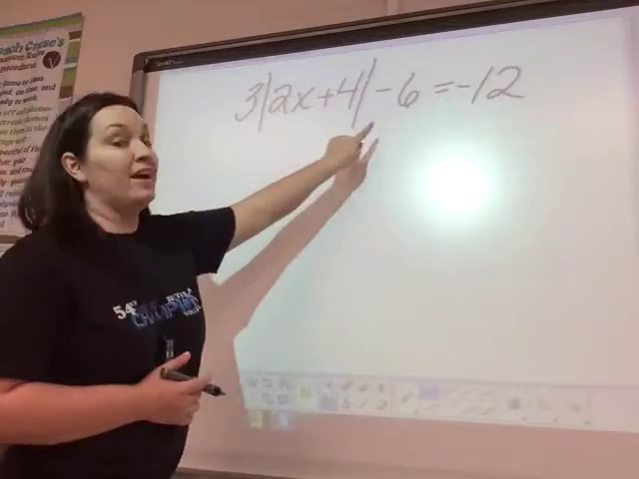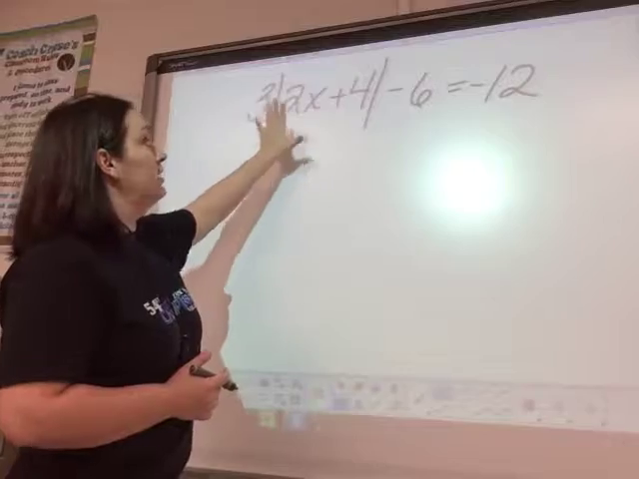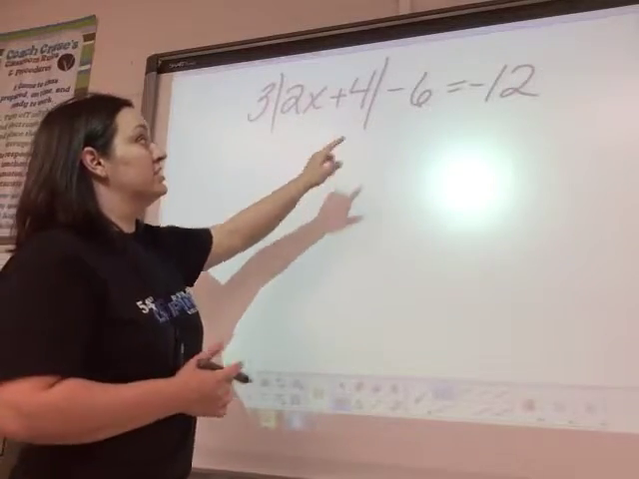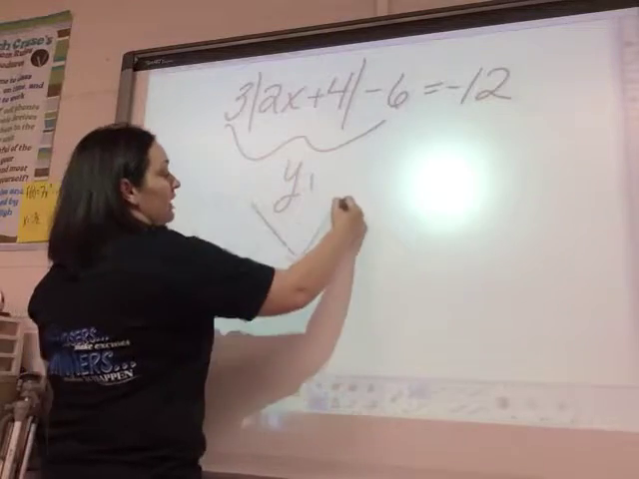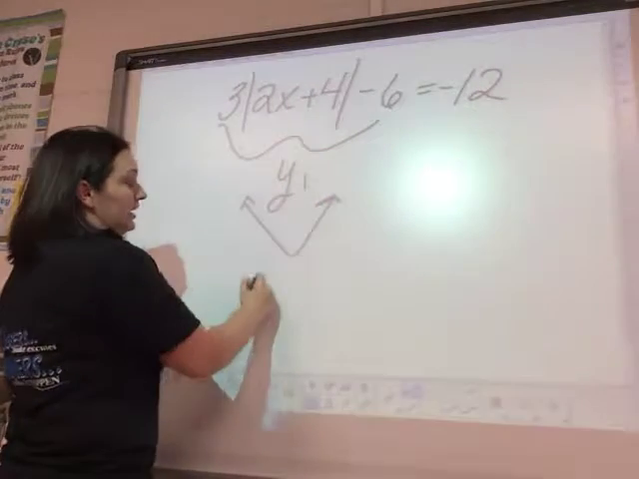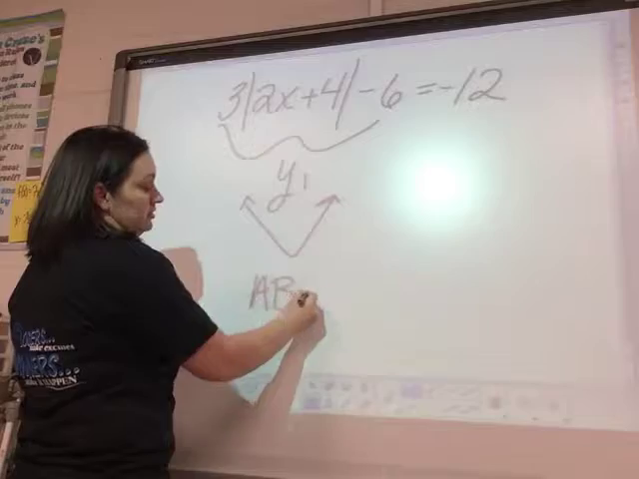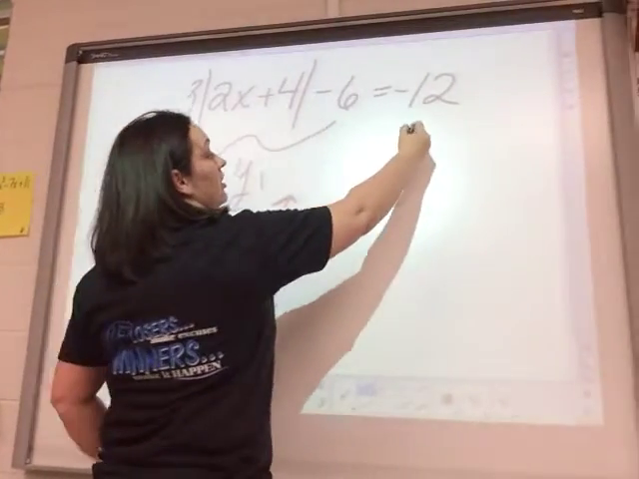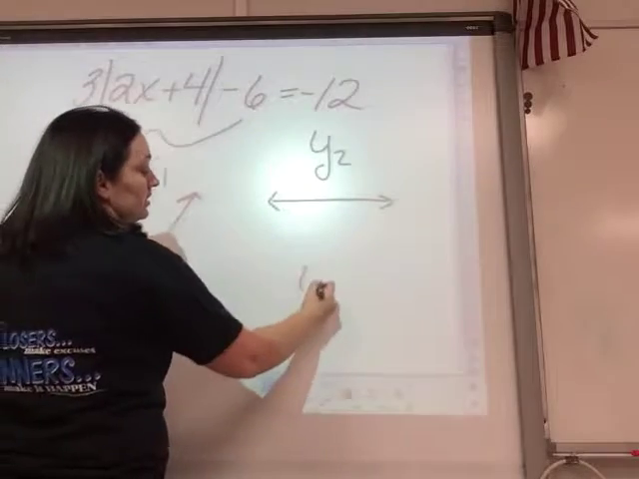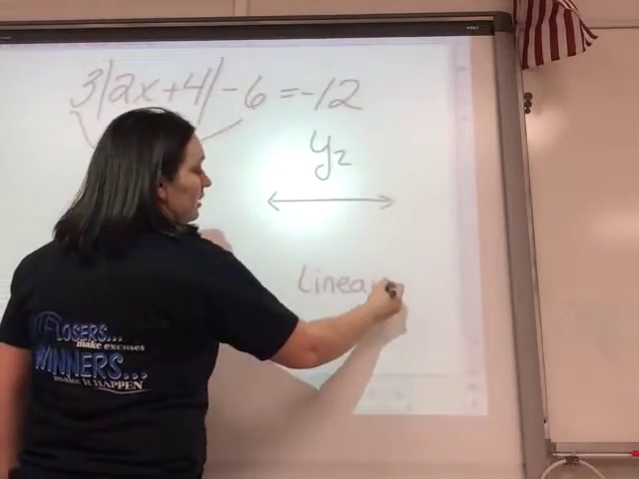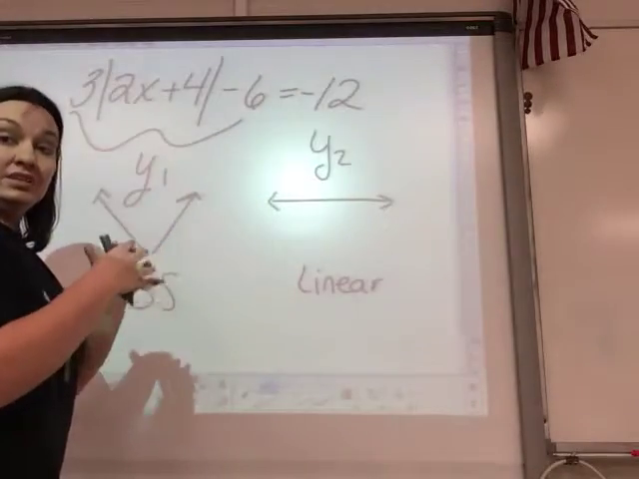So the left side of our equation, 3 absolute value of 2x plus 4 minus 6, that's all going to go into y1. It's going to look like a V when you graph it, and that's your absolute value section. The negative 12 is going to go into y2. It's going to look constant, like a linear piece. And we're going to look for where these two sections intersect.